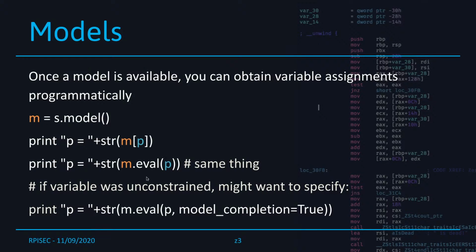There are multiple ways of doing that. So we can also print out the m.eval. That's going to be the same thing. It's just slightly more explicit what you're trying to do here. So this is a little bit more concise. This is a little bit more explicit. They both do the same thing.